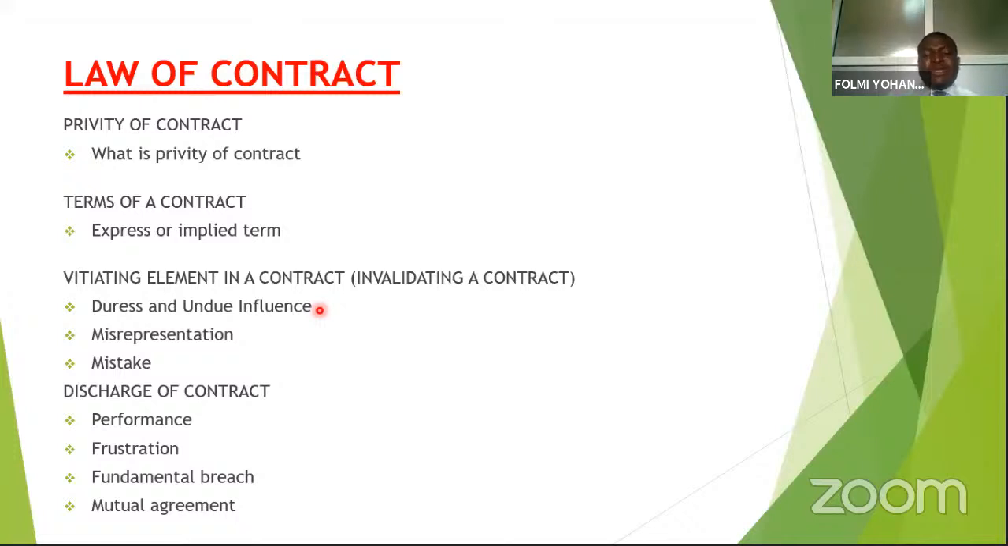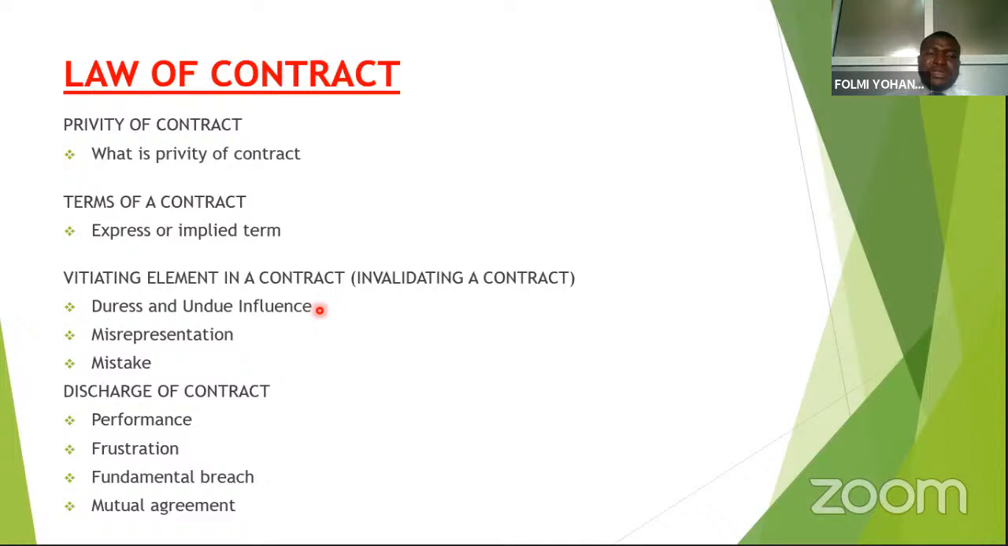When we talk about misrepresentation, we're talking about when you give false information before or at the time of entering the contract. Purposely, the tire is not working, and you tell somebody the tire to that car is working properly, the AC is working properly, and everything. When he enters the car and sees all these things are not working, then that contract is vitiated.